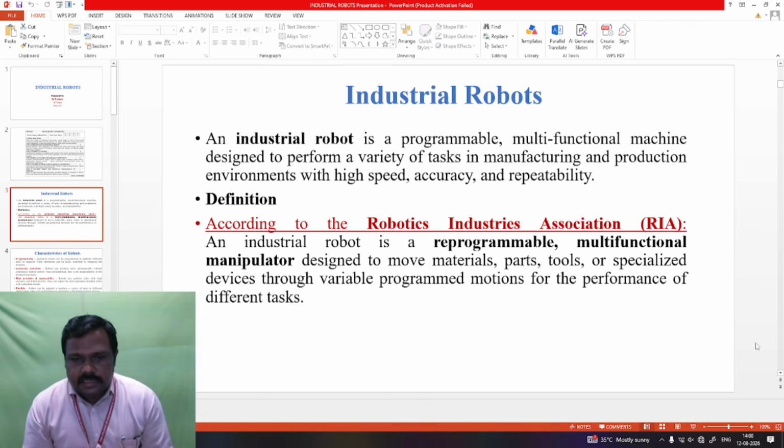There is a robot definition according to the Robotics Industries Association. An industrial robot is a reprogrammable multifunctional manipulator designed to move material, parts, tools or specialized devices through variable programmed motion for the performance of different tasks.